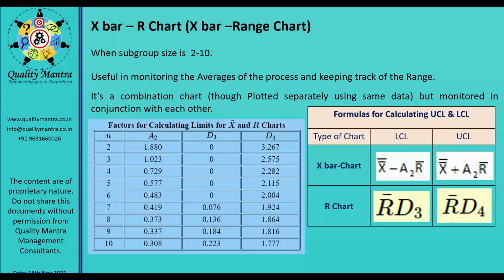It is basically useful for monitoring the averages of the process, how the process is running, what the averages of the process are, and you can also keep track of the range, because the range will be of all the samples in the subgroup. Again, same as the IMR chart, the X bar R chart is also a combination chart. It means you need to plot it simultaneously utilizing the data.